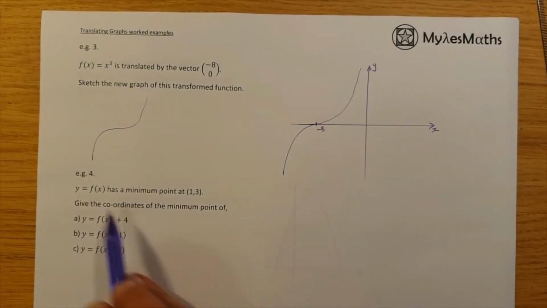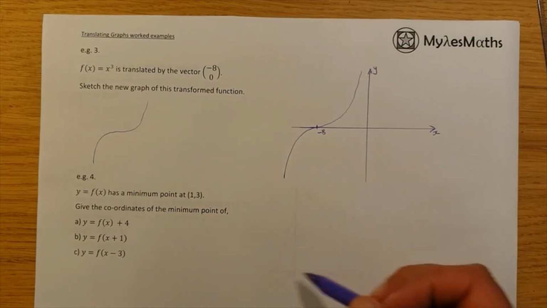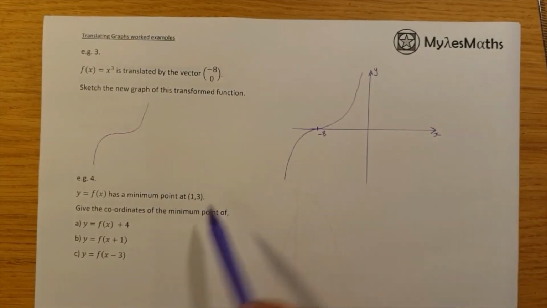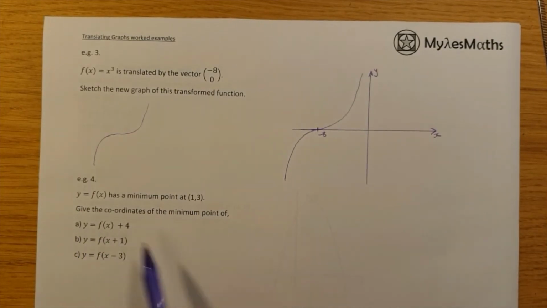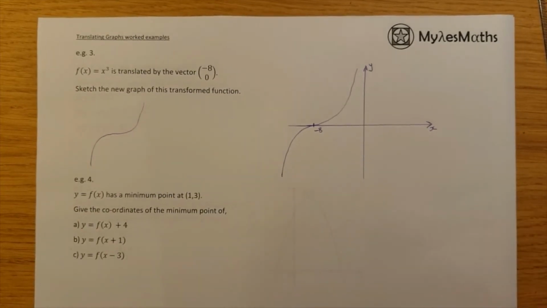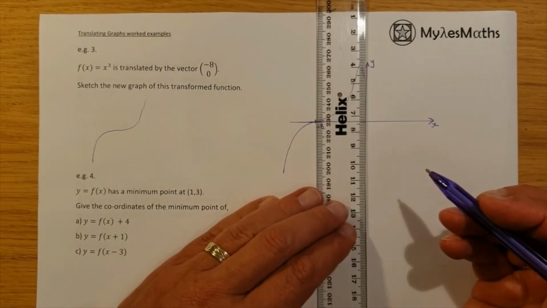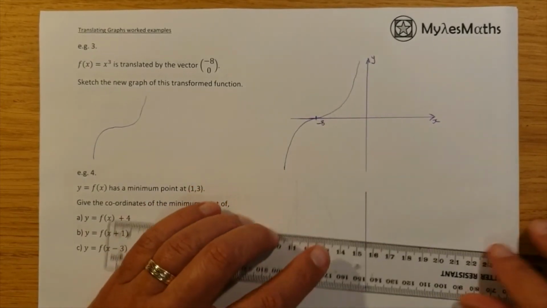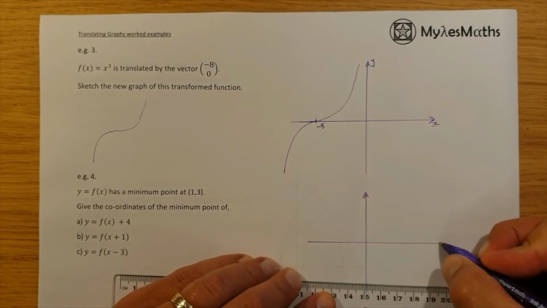Y equals f of x has a minimum point at 1, 3. Oh, this is interesting. So we know this is some sort of curve that might not be a parabola, but it only has a single minimum point at 1, 3. Give the coordinates of the minimum point of some different functions. It doesn't ask me to sketch it, but actually sketching it might be quite a useful thing to do. I don't need to do a sketch for this, but I'm going to, because I think it might make it easier for me.